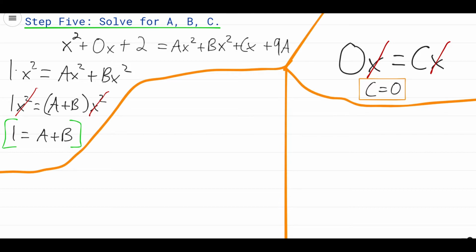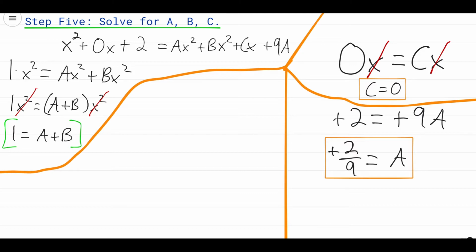So now we have a 2 right here, and we're left with 9a. These have a degree of 0, so they don't have an x term on them. So we know that positive 2 is equal to 9a. So we know that 2 over 9 is equal to a. So now we have a solved for.